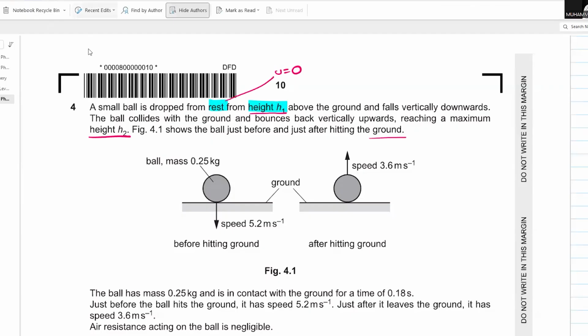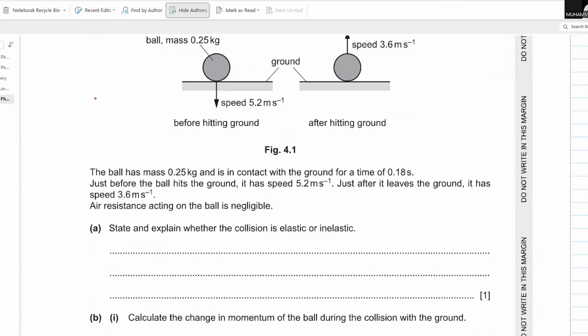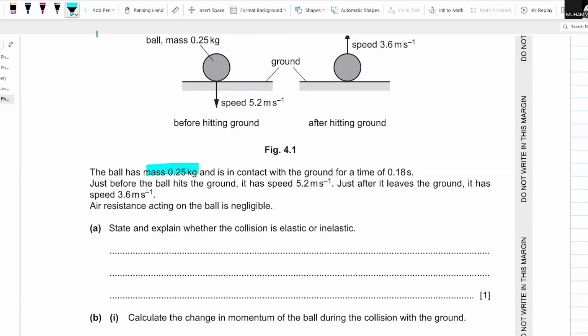The mass of the ball is 0.25 kg. Okay. The ball has a mass of this, and let's highlight these things. The ball has a mass of this and is in contact with the ground for a time of this. The ball hits the ground with a speed of 5.2 and just leaves the ground with a speed of this. Air resistance is negligible. Whenever air resistance is negligible, your acceleration will turn out to be 9.81 m s^-2. State and explain whether the collision is elastic or inelastic.